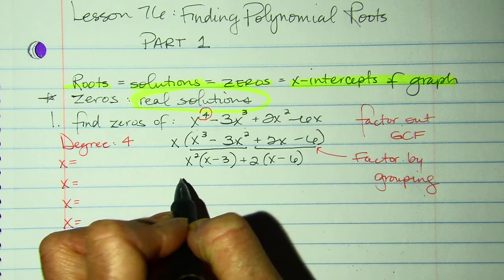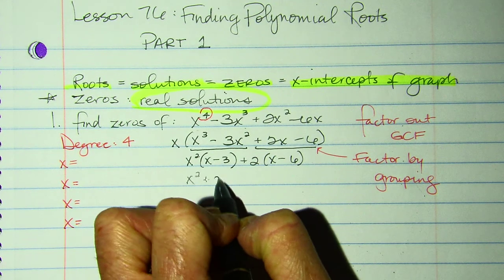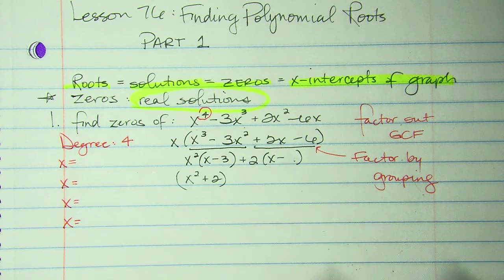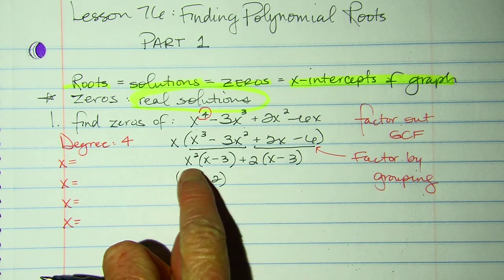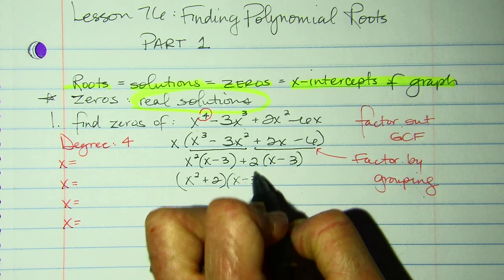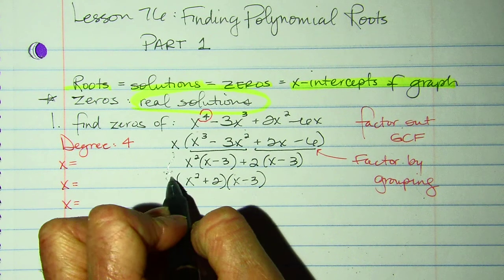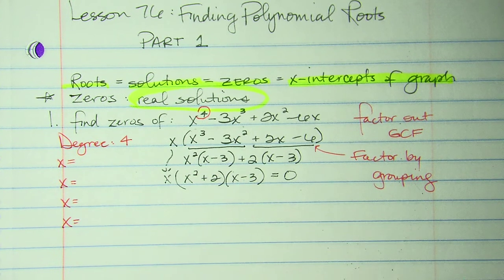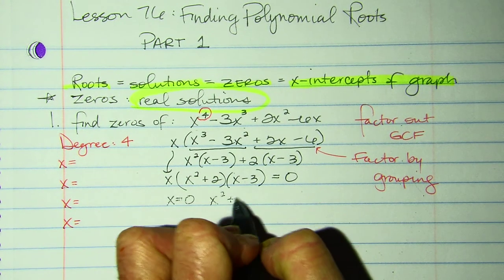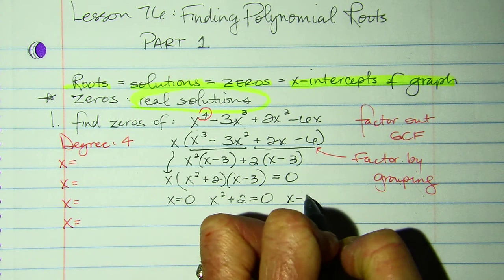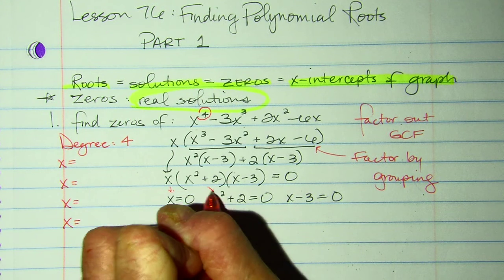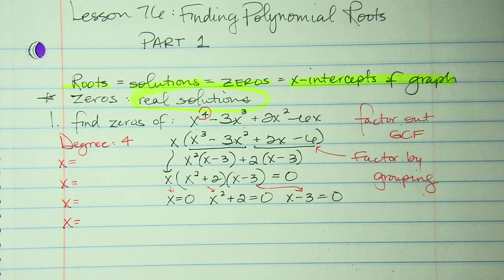So my factors are x squared plus 2. Sorry, this should be a 3. So x squared plus 2, and then the other factor is one of the twins, so x minus 3. Then I'm going to bring this x down. I'm going to set this equal to 0 and solve. So x equals 0, x squared plus 2 equals 0, and x minus 3 equals 0. Notice I set each factor equal to 0.